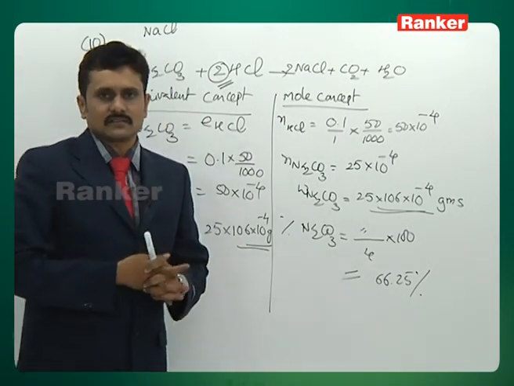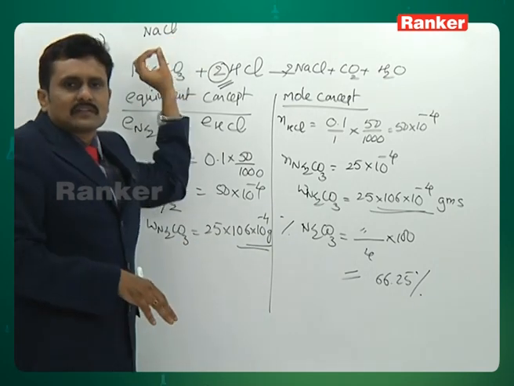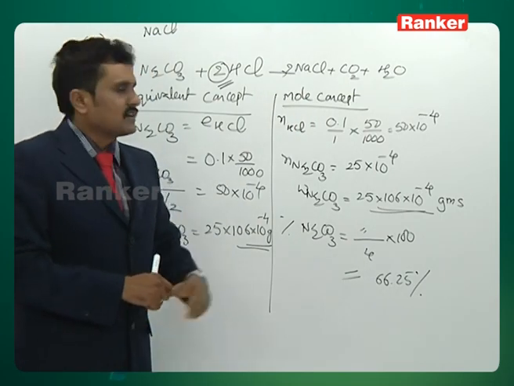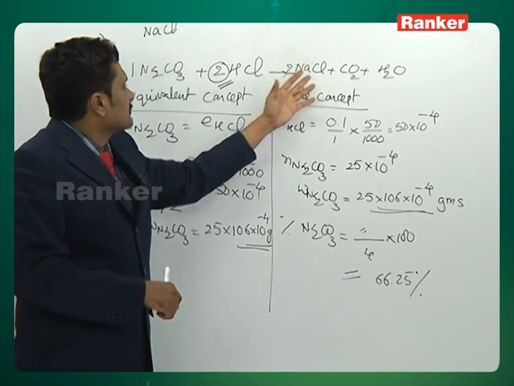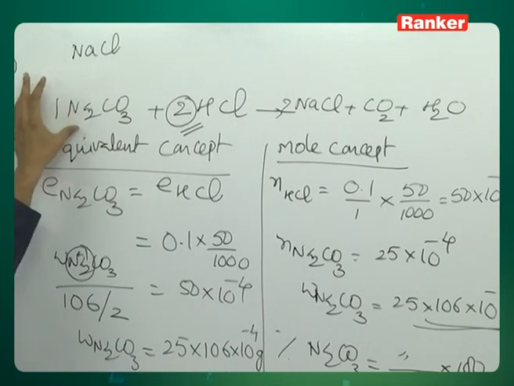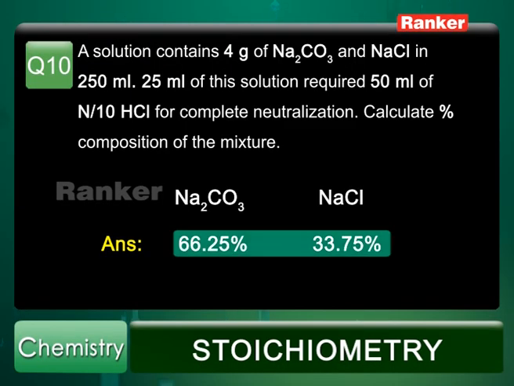Here NaCl is just playing the role of an additional substance. It has got nothing to do with the entire reaction. You can see here the product is also NaCl, but we are not using NaCl at all because the information is provided to you regarding the HCl. You have to find out the information about Na2CO3. You can proceed either by mole concept or equivalent concept to get the answer. It's up to you, your convenience.